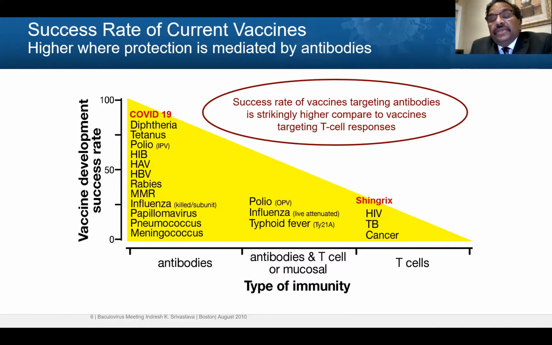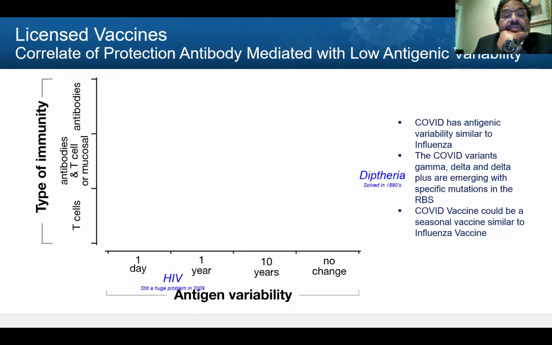But in recent years, Shingrix has come up, where the correlate of protection is totally T cell or polyspecific T cell and epitope. And I think this is probably a good example. It may be because of the adjuvant that the vaccine is using, but nevertheless, it's a very good development for vaccine development.